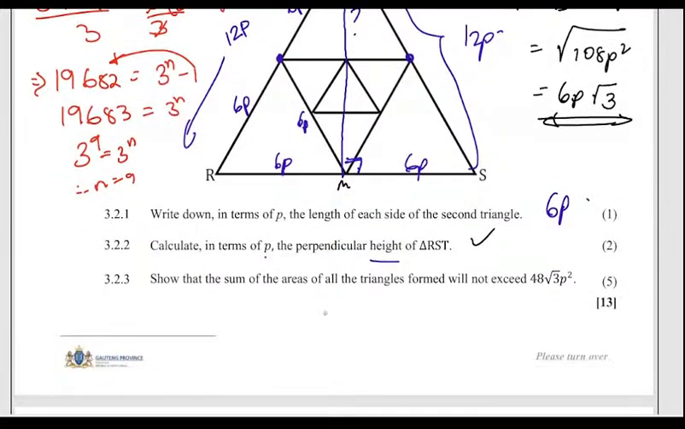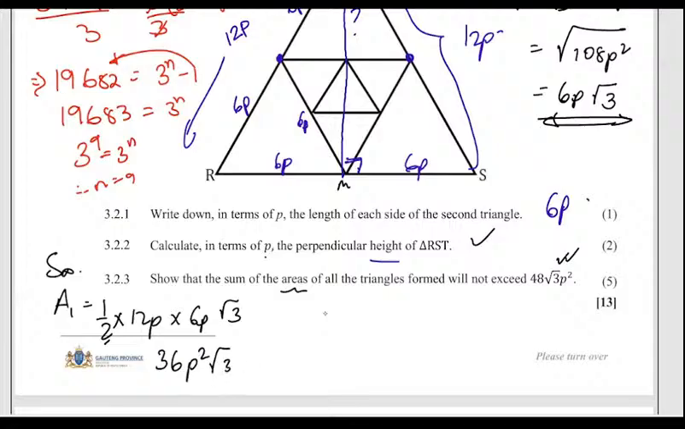Okay, then 3.2.3, can we show that the sum of the areas of triangles formed will not exceed this much? So the question is asking for the sum to infinity, because this thing is decreasing infinitely. So we need to get the areas. Area number 1 is going to be a half times the base, which is 12p, times the height, which is 6p square root of 3. So this cancels that, meaning that we have 36p squared with the root of 3. This is T1, or area number 1.